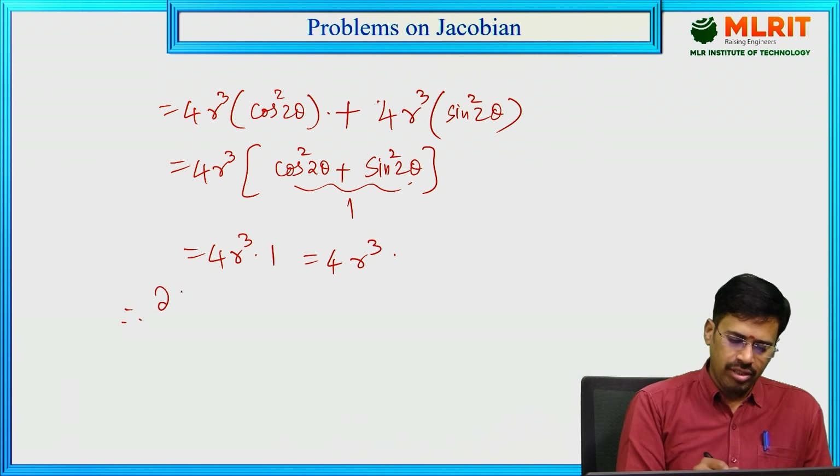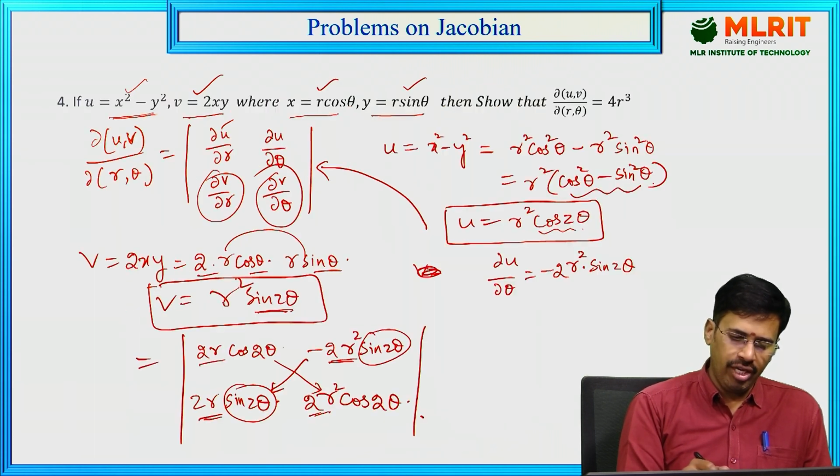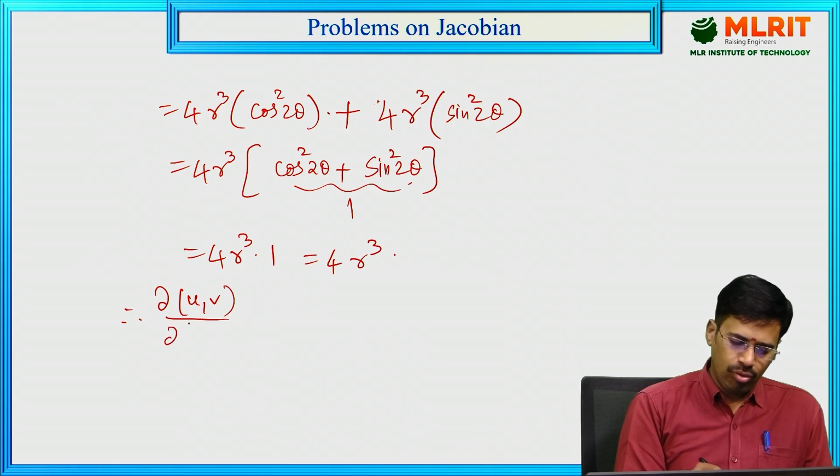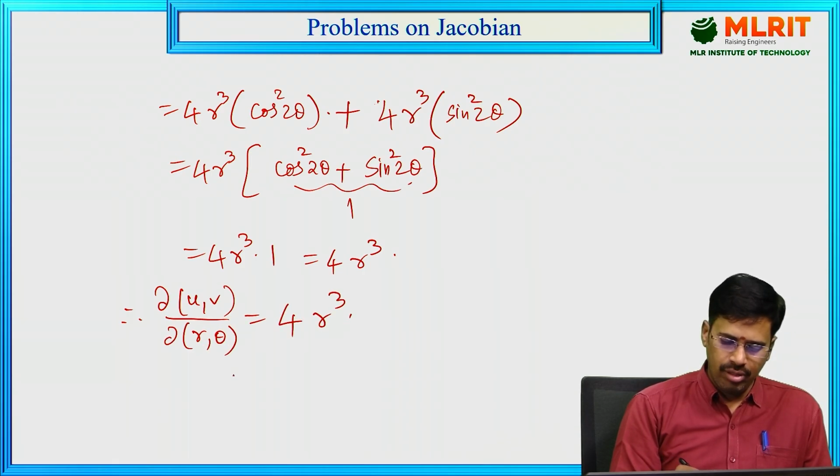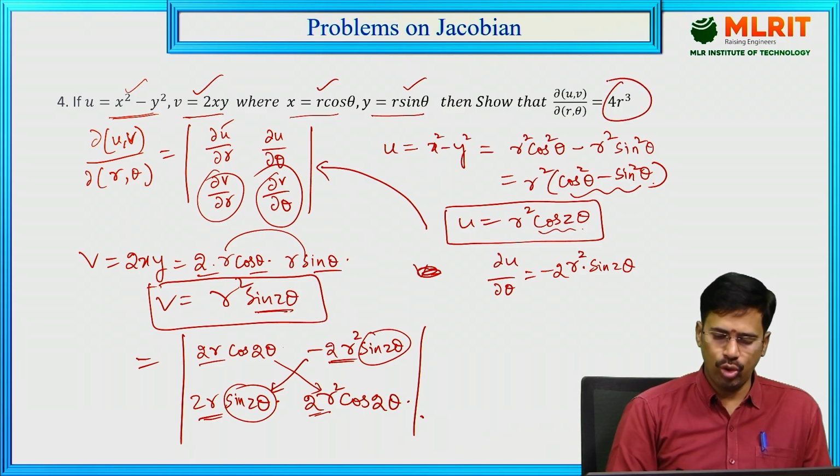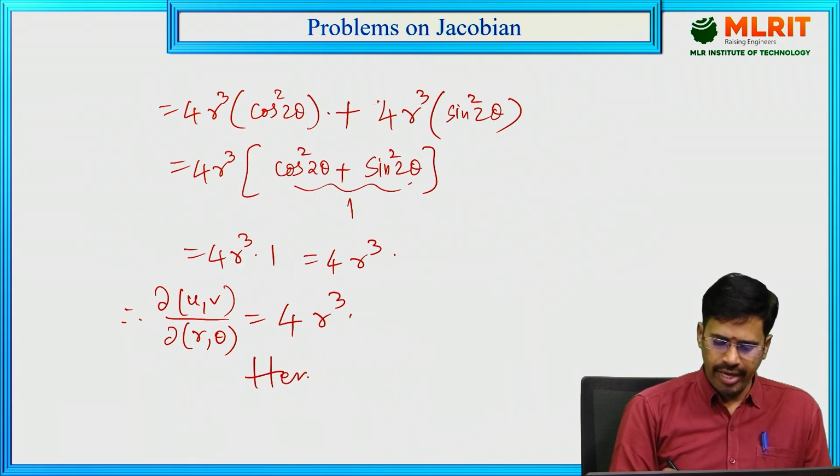Therefore, Jacobian of uv with respect to r comma theta, that is 4r cube. That is what he is asking to show. So hence proved.